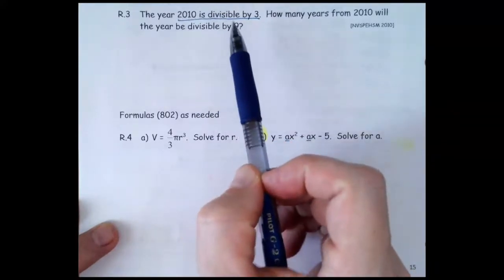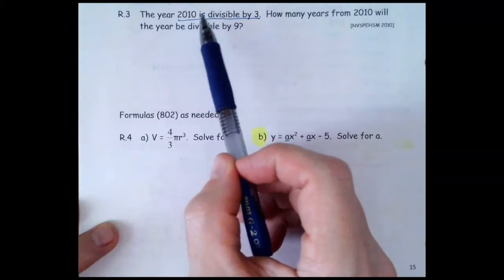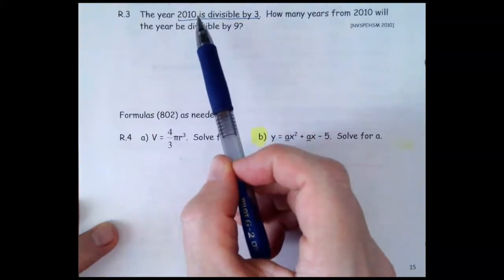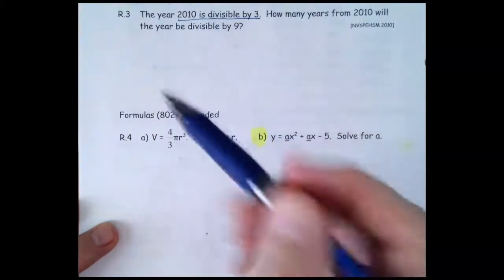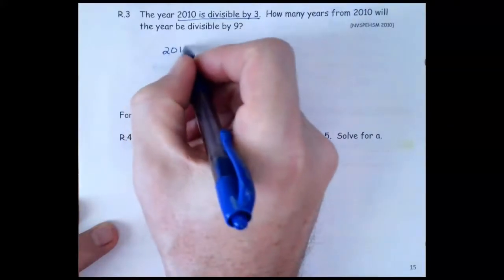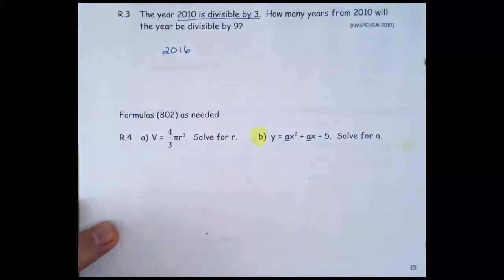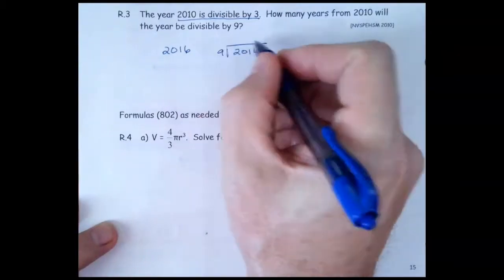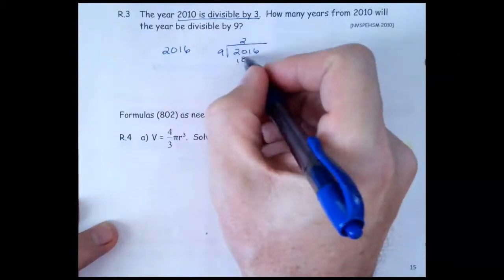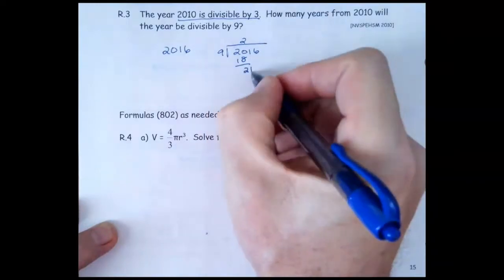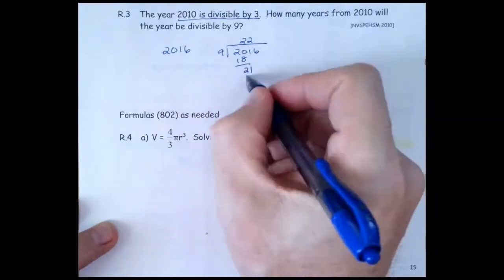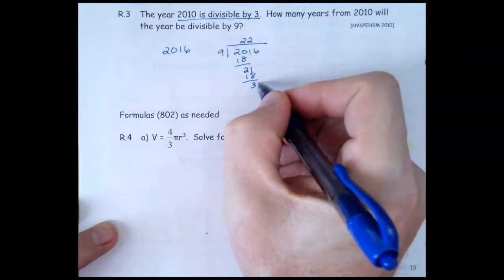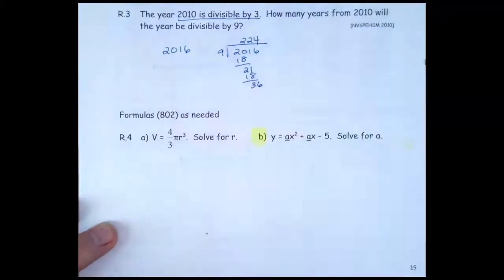3 is not divisible by 9. So if we think about it, we want to get that to be 9. So if we add 6 to that, 2016, then that would be divisible by 9. We can check that to make sure. So 2016 divided by 9, that's 2, subtract, bring that down, that's 2 again, that's 3, bring that down, and that's 4. So it goes in evenly.